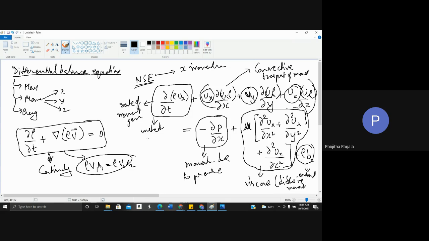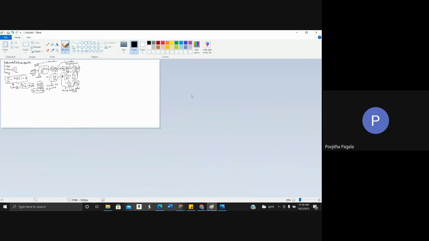For example, let us take hydrostatics. In case of hydrostatics, we know that pressure Pa minus Pb is equal to rho gh. This equation comes straight from the Navier-Stokes equation. So let us see how we can arrive at that.